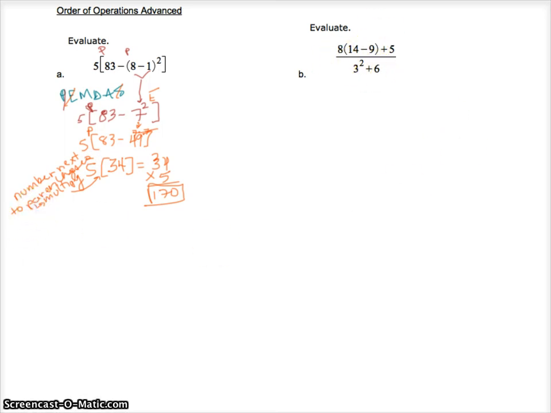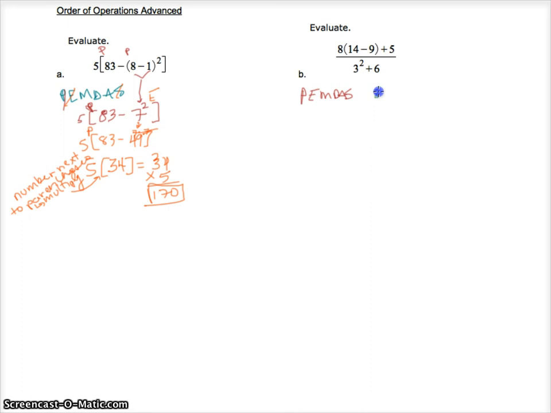Let's look at the next problem. In the next problem I have parentheses, exponents, multiply, divide, add, subtract. This is my order of operations. And let's rewrite this problem below so that we can work through our order of operations one level at a time.